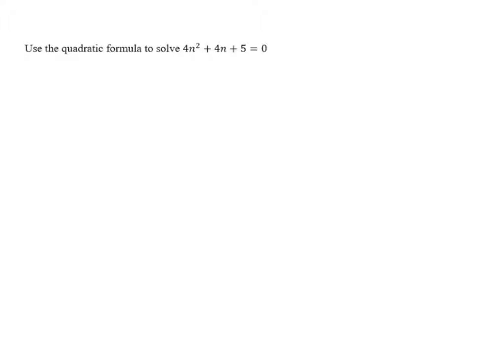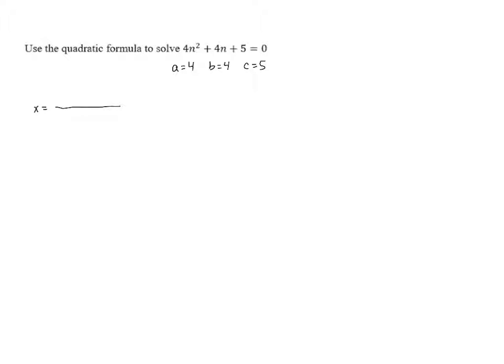Use the quadratic formula to solve 4n squared plus 4n plus 5 equals 0. In this case, a is equal to 4, b is also equal to 4, and c is equal to 5. Let's substitute each of these into the quadratic formula to see what we get.